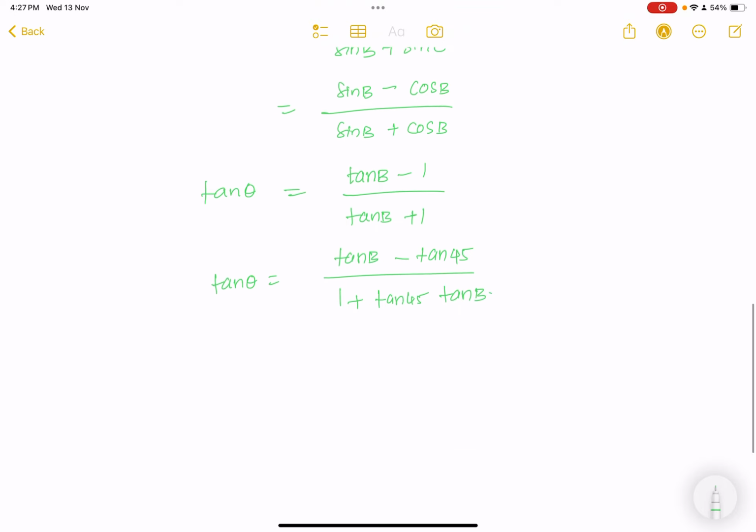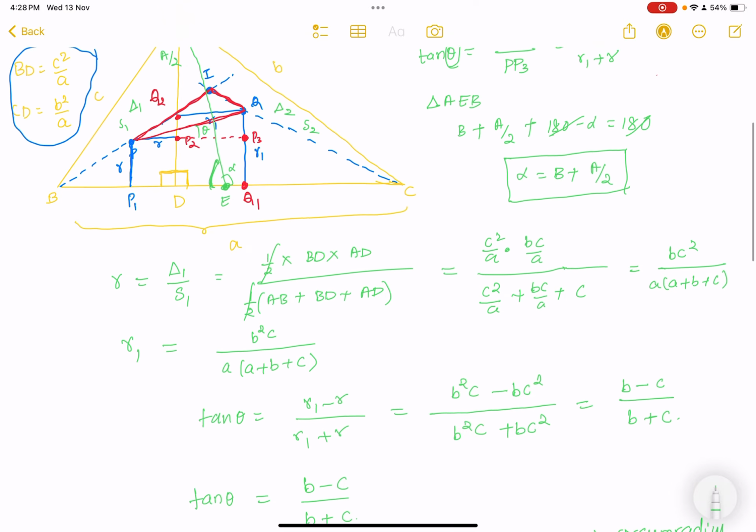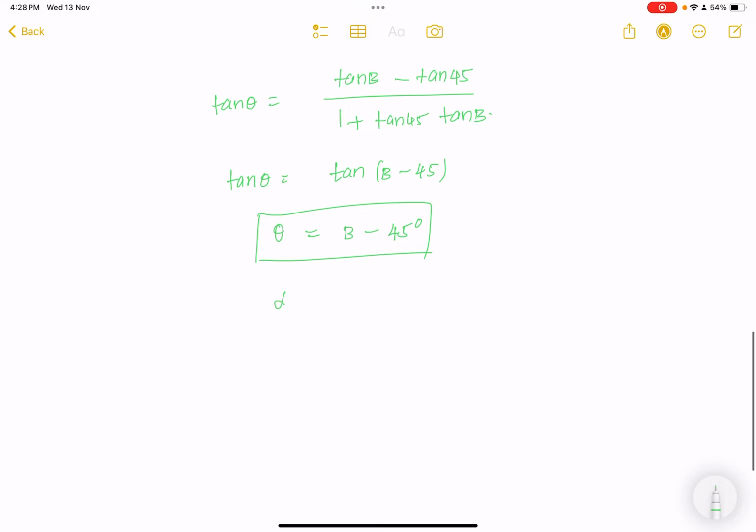So this is in the form of tan(A minus B) equals (tan A minus tan B) by (1 plus tan A tan B). So that will be tan of (B minus 45). Correct? So theta equals B minus 45. And here we got alpha equals (B plus A) upon 2. Correct?